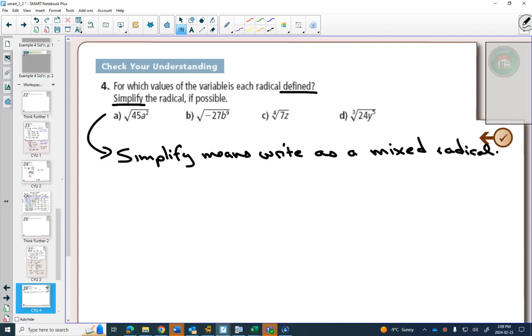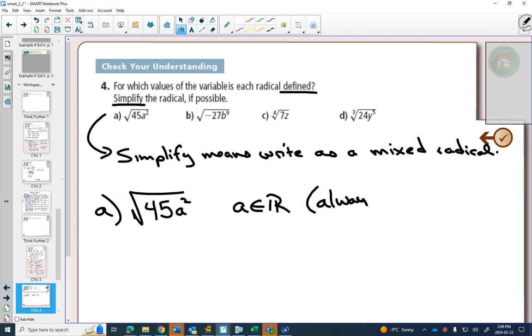Now for part A, we'll start with defined or not. Does it always work? Does it sometimes work? Does it never work but 0? What do you think? So try some numbers. Try positive numbers. Do they work? Yeah. Try negative numbers. Do they work? So it seems like it always works. It is always defined.